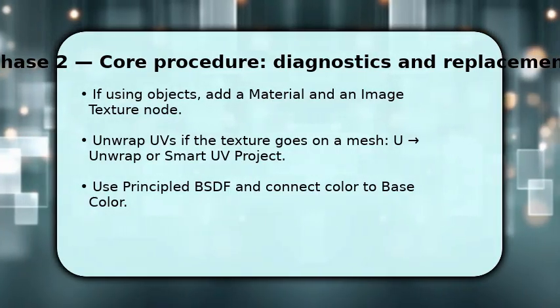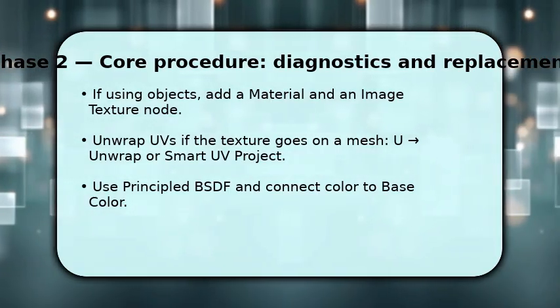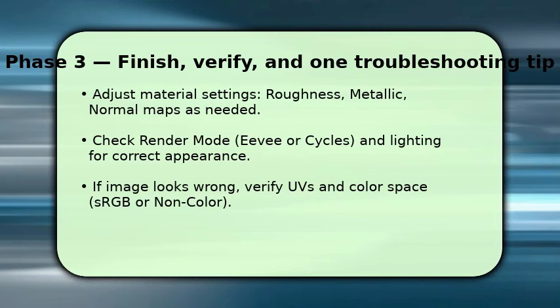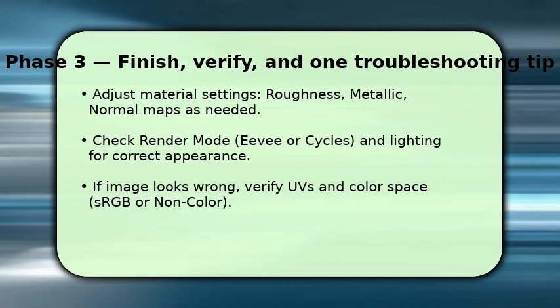Finish by checking renders and making small tweaks. Switch to rendered view, pick EEVEE or Cycles, and adjust material roughness or add normal maps to match scene lighting. Once you see the image integrated, bake or pack images if you need portability.